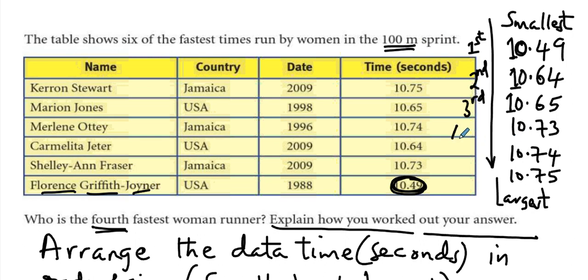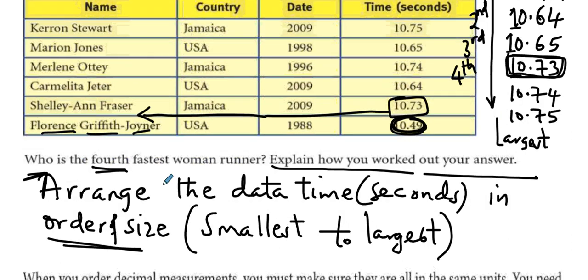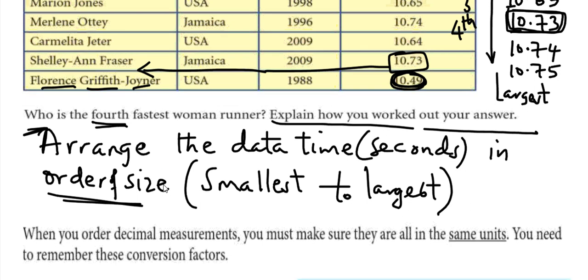Now the fourth person, or the fourth fastest woman runner, took 10.73 seconds to complete the 100-meter sprint. Okay, now who is this? 10.73 is here, and who is this person? The question is who. So we are looking for the person. So the person is Sherry Ann Fraser. Sorry for the spelling, but the fourth fastest runner.